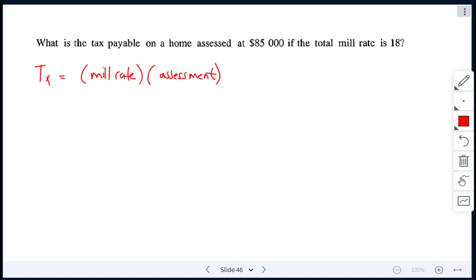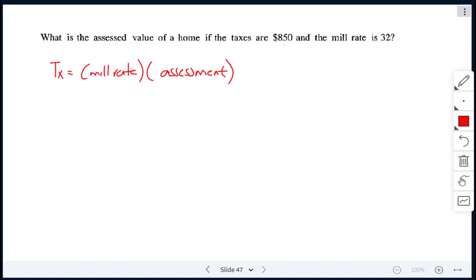All right, so for this question, we know that our mill rate is 18, so our mill rate is 0.018, and the house is 85,000. We just have to multiply that out, and you should get total tax payable is $1,530.